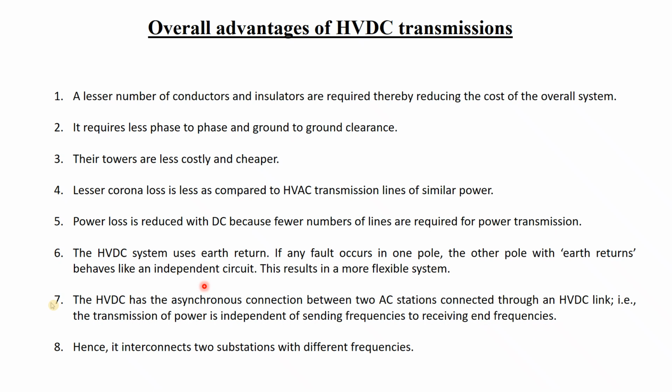It also requires less phase to phase and ground to ground clearance. In HVAC, when a 3 phase transmission line is there, you have studied in your 3rd year in power systems that there is a requirement of ground clearance. That means the transmission line should be some meters above the ground, because this is required.